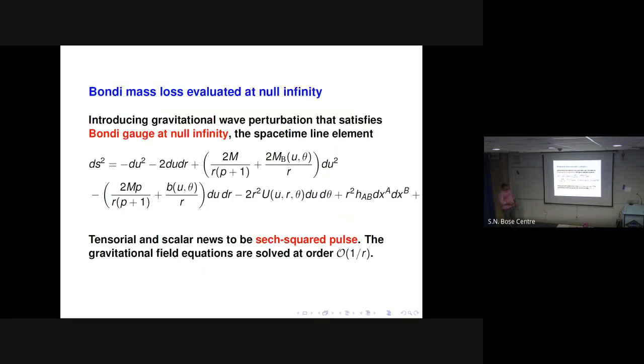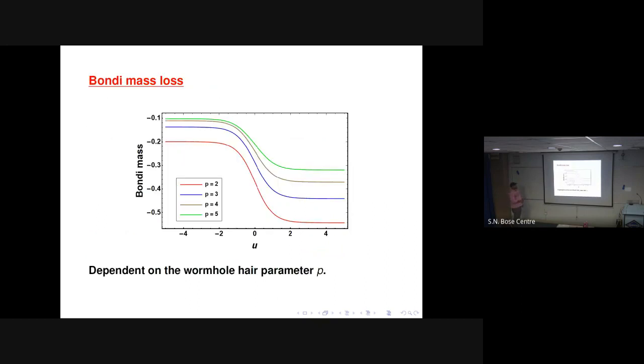And what you find is that by solving the field equation, you can find a solution, which is the Bondi mass. Had there been no radiation in spacetime, this Bondi mass would have been constant. But since there is some radiation, you can see that the Bondi mass changes. So that is what is happening.